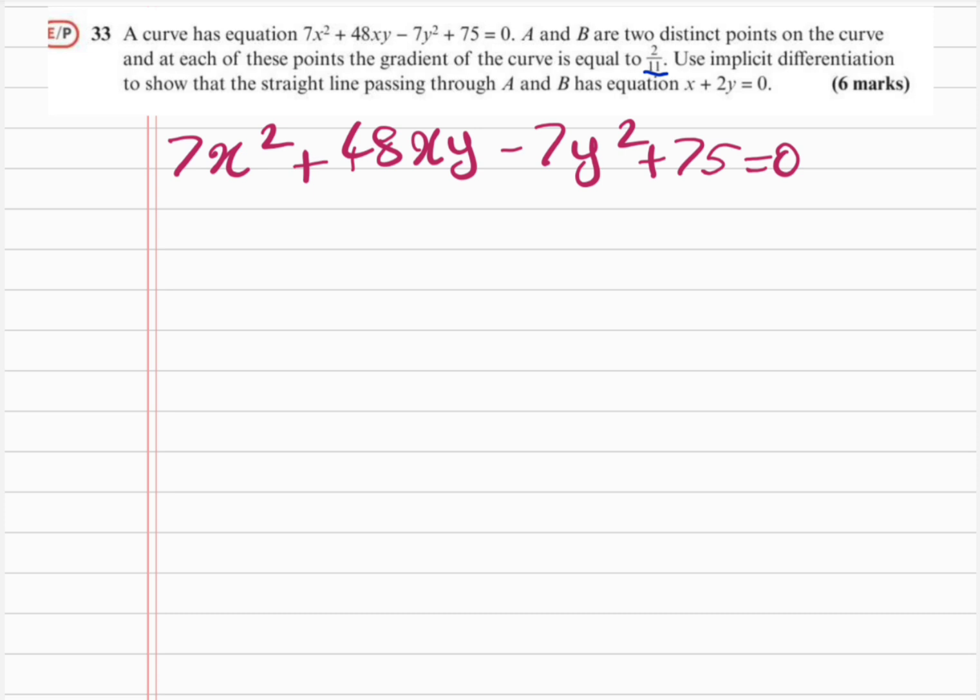Okay, so what this means is that we have a curve, maybe something like this, and there are two different points on the curve, let's say here and here, for example. This diagram is not accurate, but just for visualization. Let's say that the gradient at these 2 points is 2 over 11. And what we want to show is that the straight line that passes through points A and B has this equation. Because the 2 points have the same gradient, that's why there is a straight line that passes through them, and the straight line obviously has the same gradient as that part of the curve.